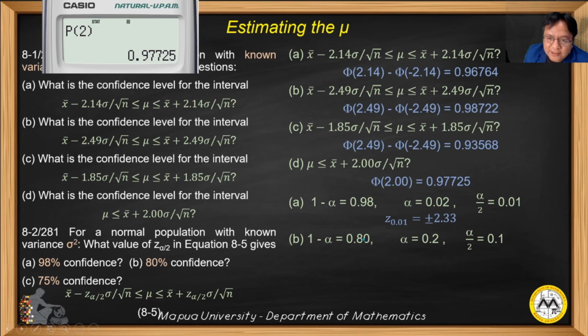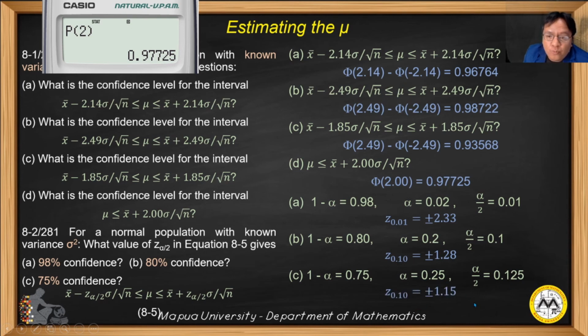For 80%, it means 20% would be allotted for the error, thus 10% at the lower tail and 10% for the upper tail. Thus, we will have a z value of 1.28, negative 1.28 for the lower tail and positive 1.28 for the upper tail. For 75% confidence, 25% would be for the error, 12.5% on the lower tail, and 12.5% on the upper tail. This would give us a z value of 1.15.